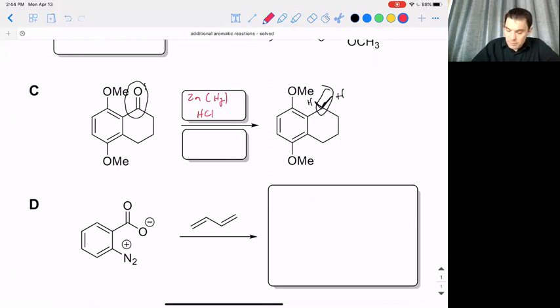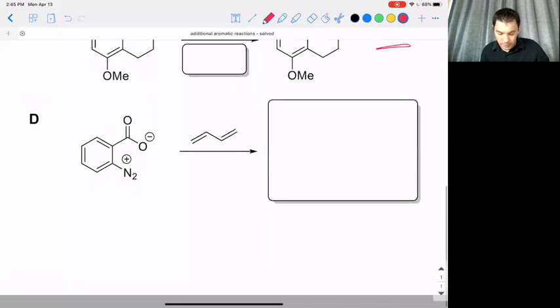The other really famous one that we sometimes talk about is the Wolff-Kishner reduction, and that uses hydrazine, which is NH2, NH2. And then we use some base, so some sodium hydroxide and some heat. And so these are the conditions for the Wolff-Kishner. In this particular example, either of these sets of reagents should, in principle, complete the task of reducing an acetophenone or an aromatic ketone down to its CH2 unit.